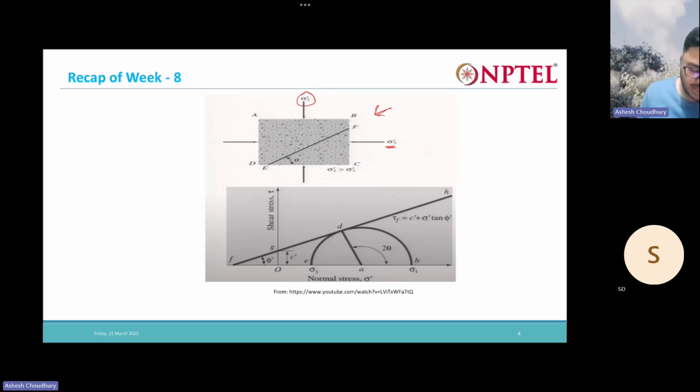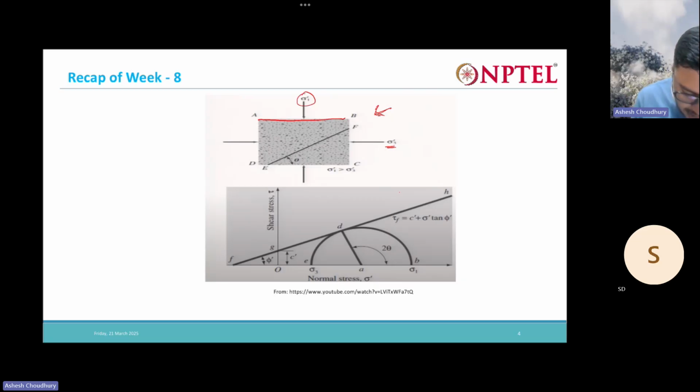You have shear stress on the y-axis and normal stress on the x-axis. First, any angle x on my soil element transfers as an angle twice x on the Mohr circle. Here you can see, with the horizontal, this is the major principal plane, so we plot sigma 1 here.